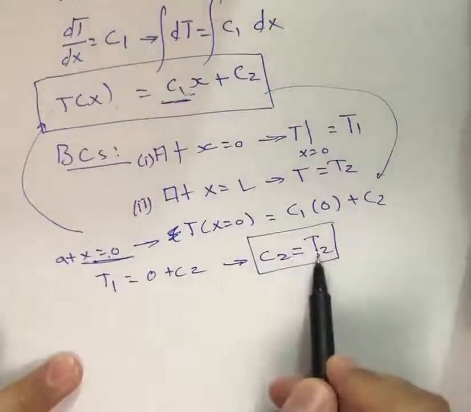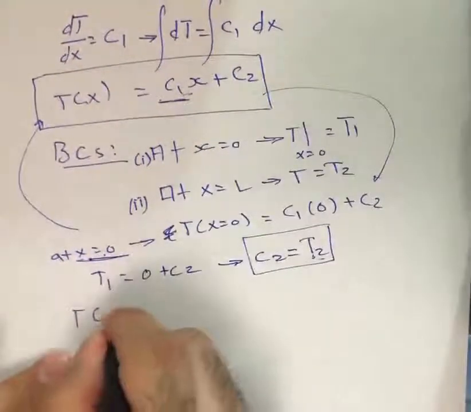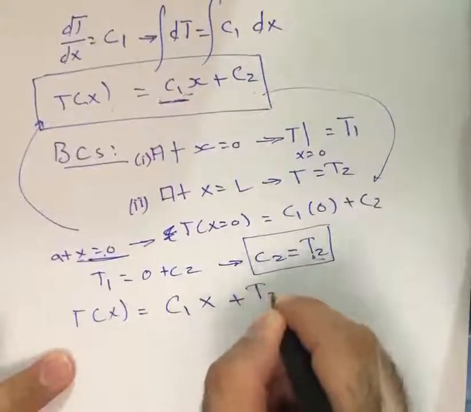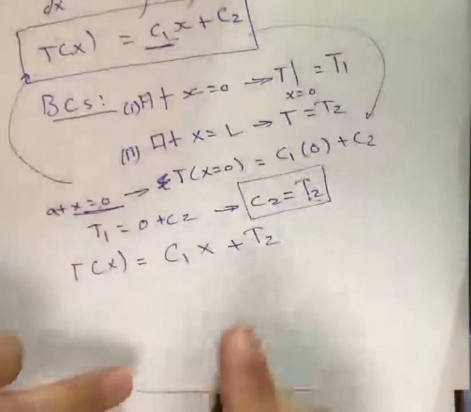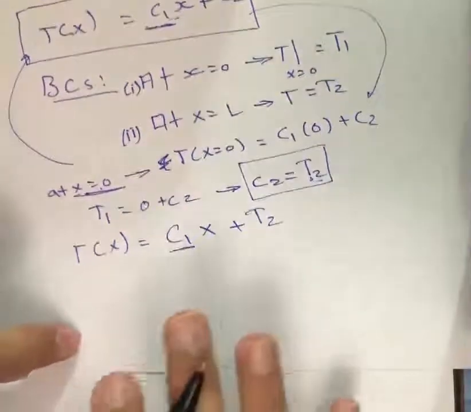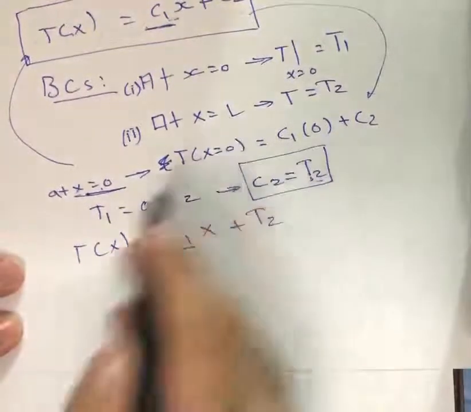Now I will substitute C2 in the general solution, so that the general solution will be something like this, plus T2, C1x plus T2. Then I find C2. Now let us find C1. And C1 is very important, so all I have to do is the following: at x equal to L, okay?